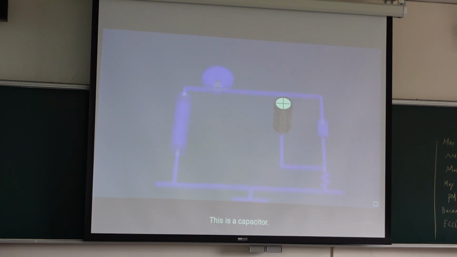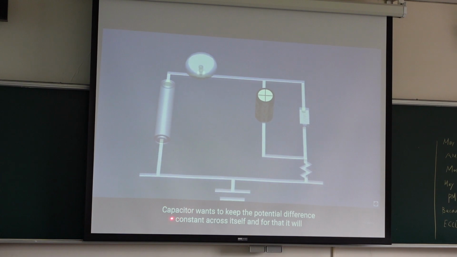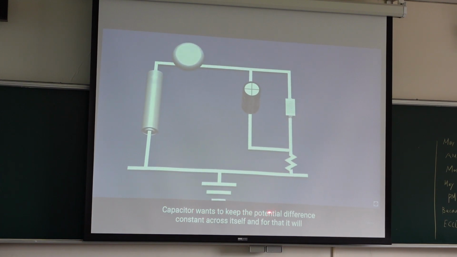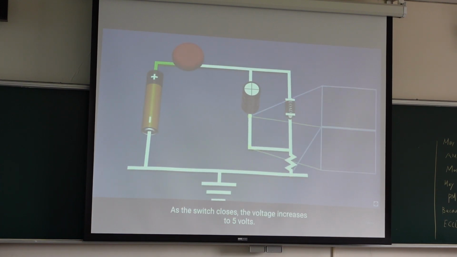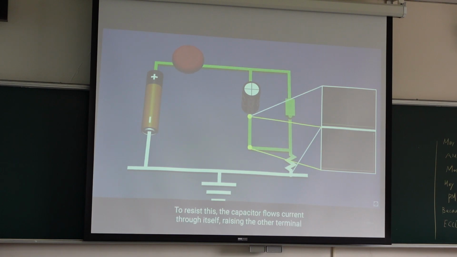Capacitor wants to keep the potential difference across itself constant, so that it can change the voltage and current. As the switch closes, the voltage increases to 5 volts. To resist this, the capacitor flows current through itself, raising the other terminal to 5 volts. This is possible due to the electric fields which are generated in the capacitor.